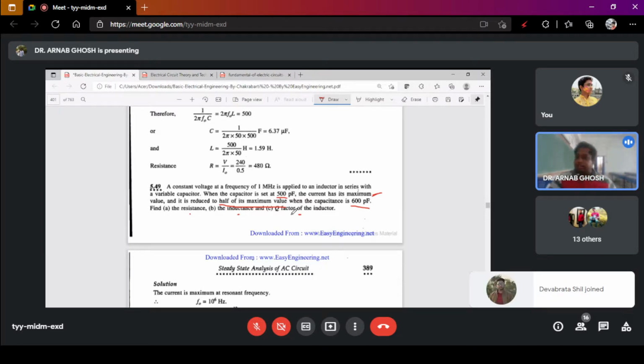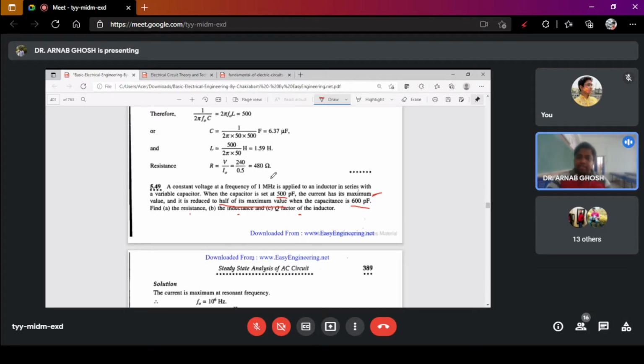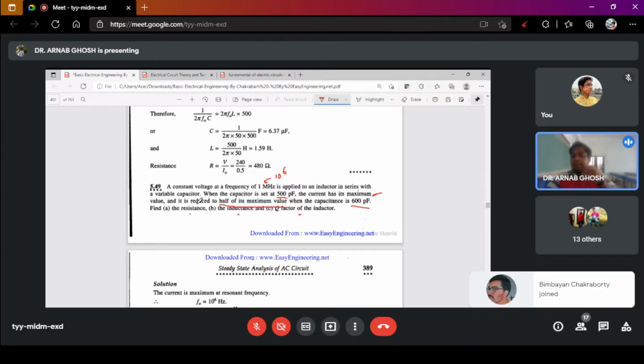Is the question clear to you? Then we move on to the solution. You have been given a constant frequency of 1 megahertz, that is 10 to the power 6 hertz. This is being applied to an inductor in series with a variable capacitor. So what is a variable capacitor? That is one for which you can vary the value.